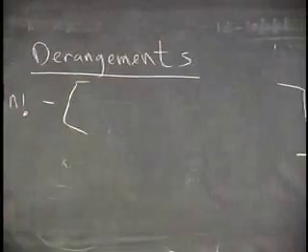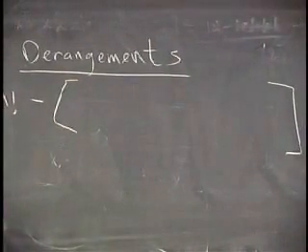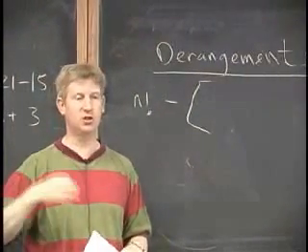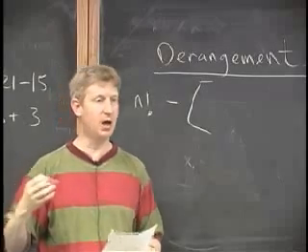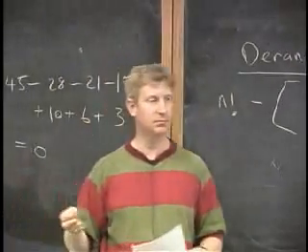Well, which ones are not derangements? Describe them to me in English. What makes a permutation a non-derangement? At least one person gets their lunch back. So how do you want to divide these up into cases?